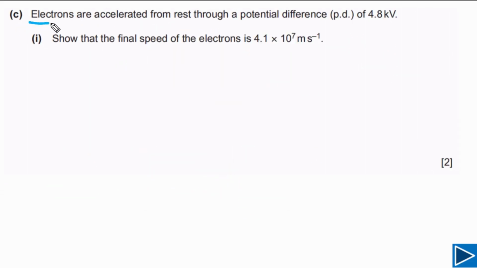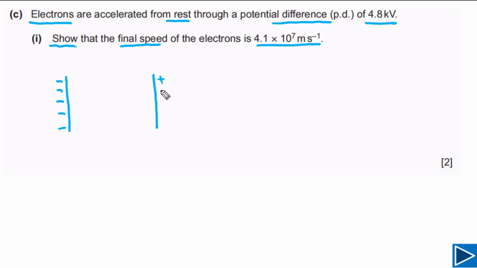For part C, it is given to us that electrons are accelerated from rest through a potential difference of 4.8 kilovolts. We need to show the final speed of electrons is 4.1 times 10 to 7 meters per second. This question is just based on conservation of energy. Let's try to understand this with the help of a uniform electric field. Let's say we have 2 plates. One plate is negatively charged, and the other plate is positive. And the potential difference between these 2 plates is 4.8 kilovolts.